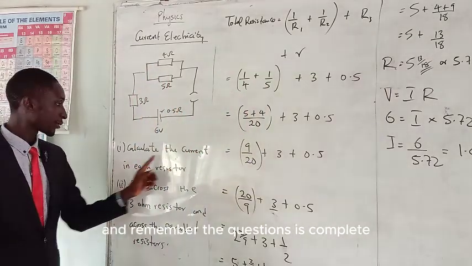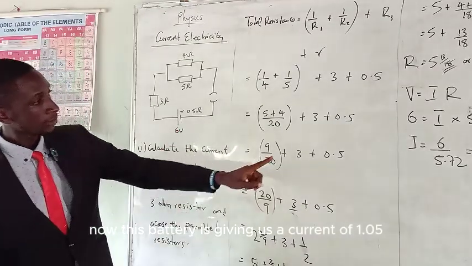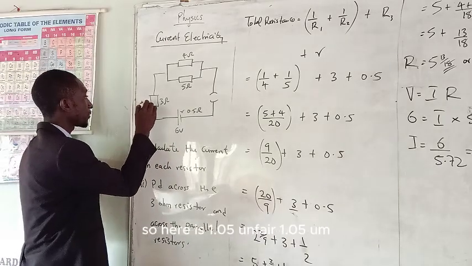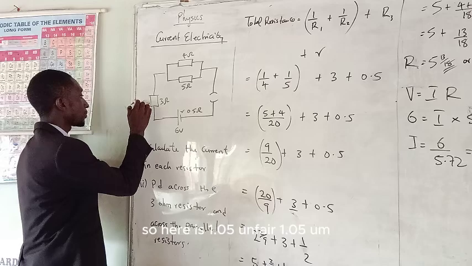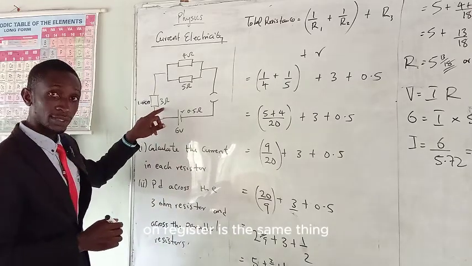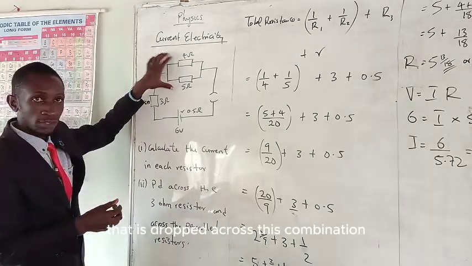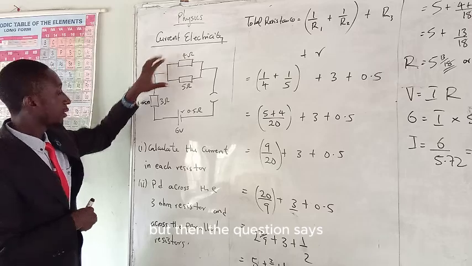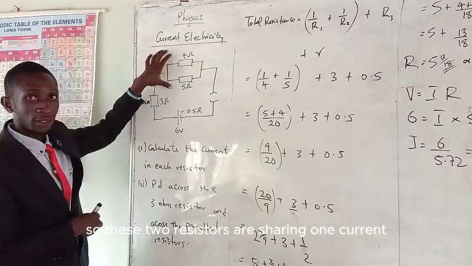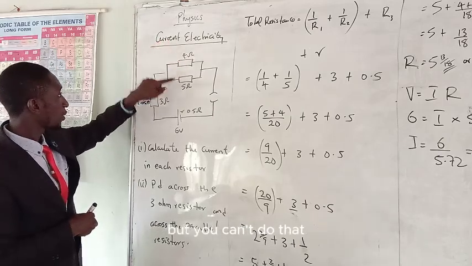Now remember the question says calculate the current in each resistor. This battery is giving us a current of 1.05, which is the same thing here. So here is 1.05 ampere. So the current across the first 3 ohm resistor is the same as the current of the battery. It is the same current that is dropped across this combination. But the question says calculate the current in each resistor. So these two resistors are sharing one current, and we need to find the current across this and the current across this. But you can't do that yet.